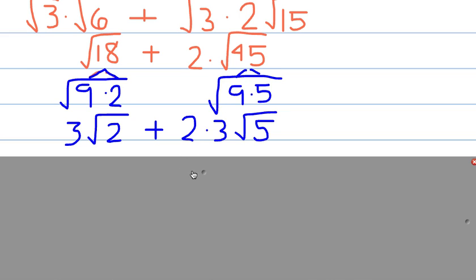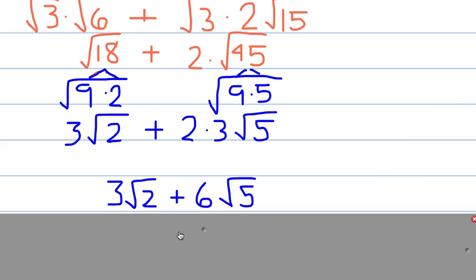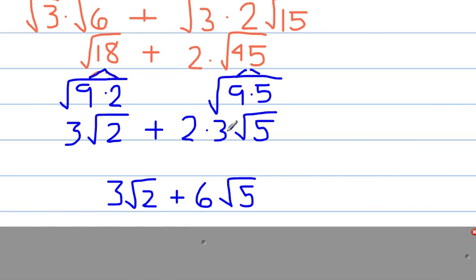So now you just want to go ahead and multiply 2 times 3 to simplify this even further. So now our final answer will be 3 times the square root of 2 plus 6 times the square root of 5. And this can no longer be simplified. We cannot combine these two terms together because they are unlike radicals and not like radicals.